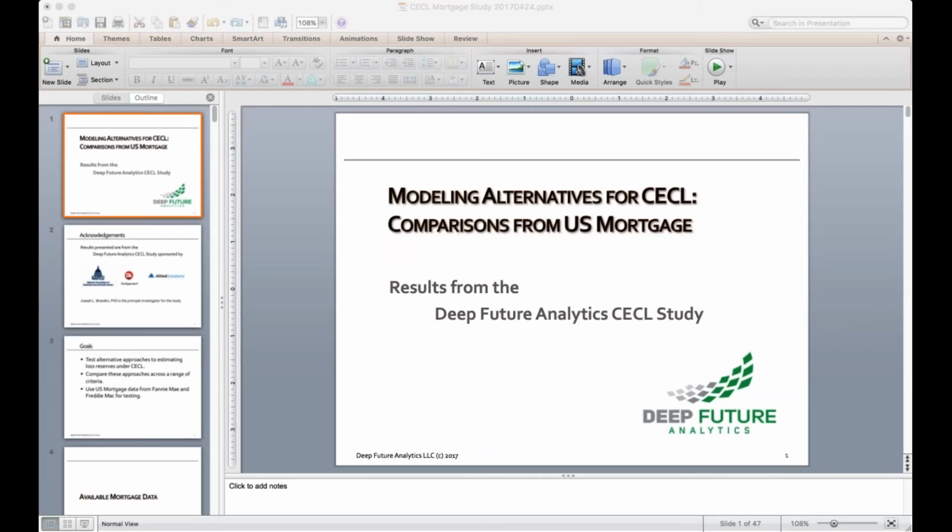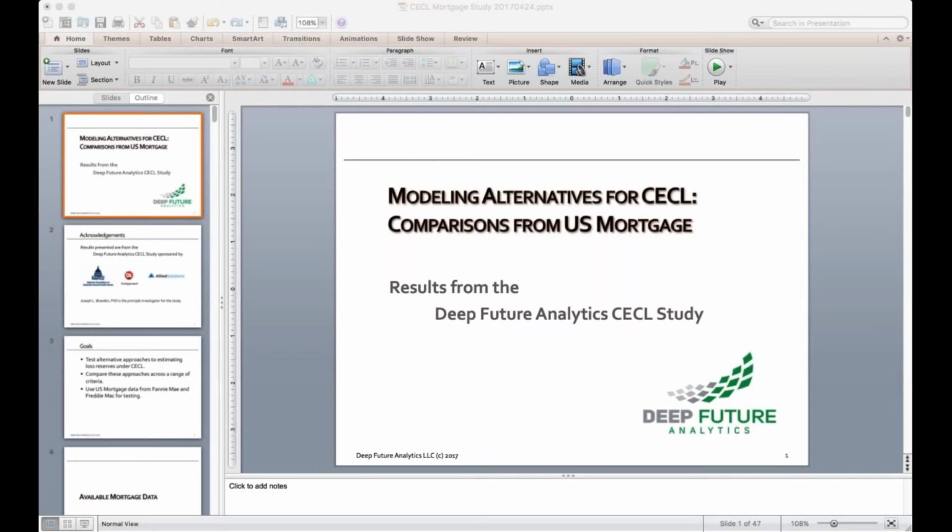The goals of this study, first of all, are just to test the alternative approaches that are available under CECL. CECL, Current Expected Credit Loss, the guidelines came out last summer, and they were artfully vague. They said you could do many different things depending on the size of your institution or the size of the portfolio. But what does that mean? What should we do, and what can happen based on our choices? That's the key question. So we want to compare these different approaches across a range of criteria.